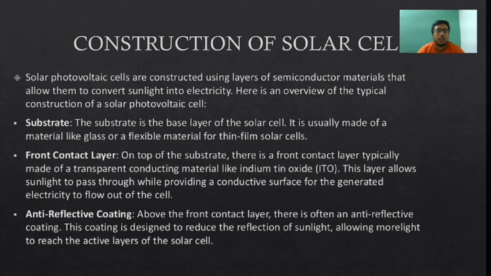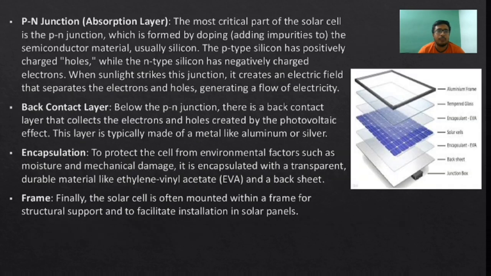On top of that, we apply the front contact layer. On top of the substrate, there is a front contact layer typically made of transparent conducting materials like indium tin oxide. This layer allows sunlight to pass through while providing a conductive surface for generated electricity to flow out of the cell. On top of the front contact layer, we apply an anti-reflective coating. Above the front contact layer, there is often an anti-reflective coating. This coating is designed to reduce the reflection of sunlight, allowing more light to reach the active layers of the solar cell.